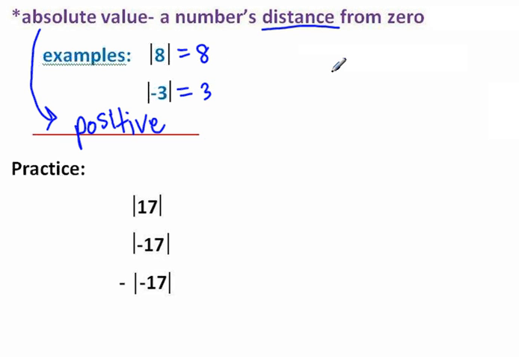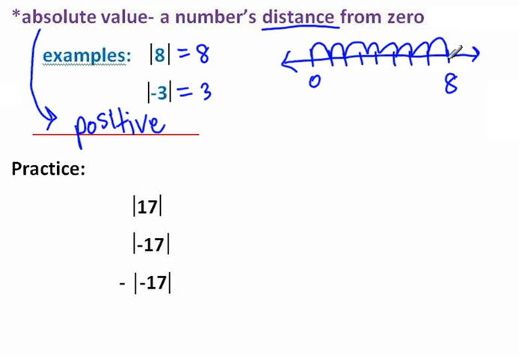These are distances. If I found a number line and put the number 0 on it, 1, 2, 3, 4, 5, 6, 7, 8, and the number 8, there would be 8 spaces in between those two numbers.